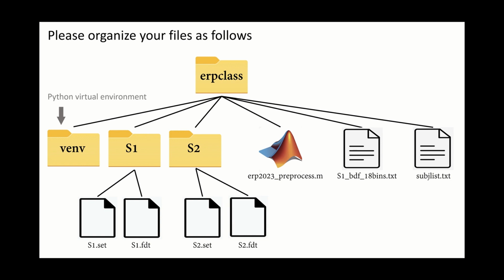All right, and as for the ERP 2023 preprocess.m script file, just download it from my drive and put it directly in ERP class. And also, you should have the bin descriptor file, the S1 BDF 18 bins.txt file, which should reside directly in ERP class as well. And finally, the subject list.txt file, just download it and also put it in ERP class directly.